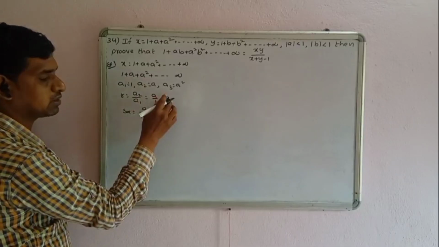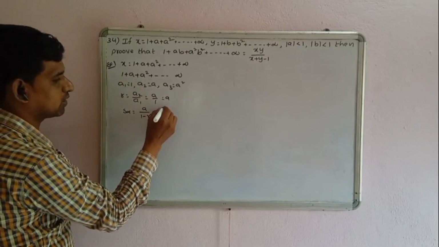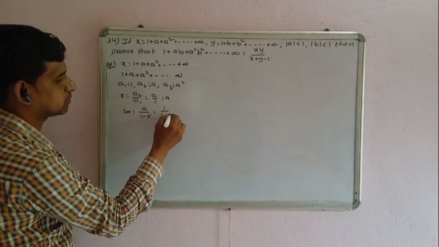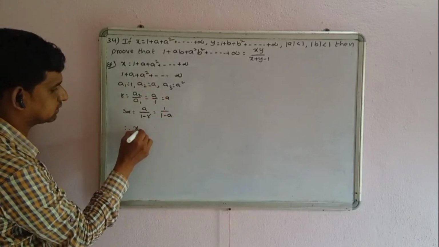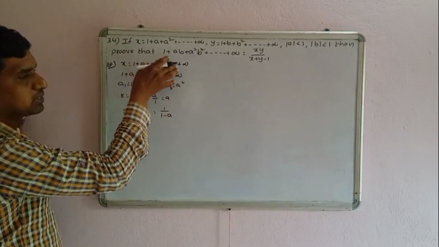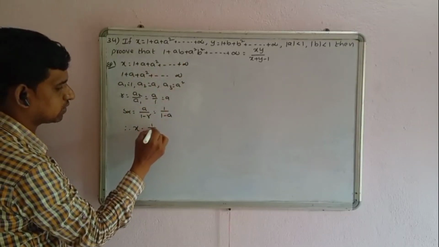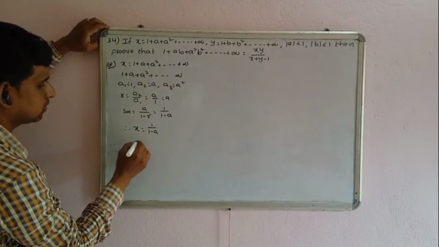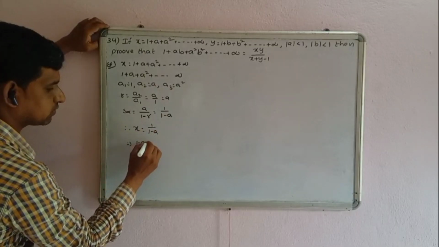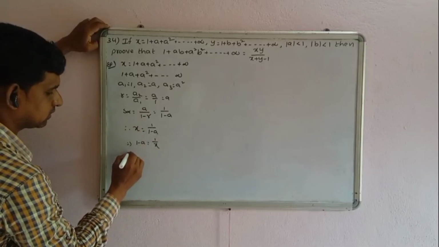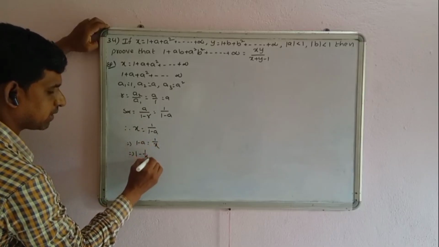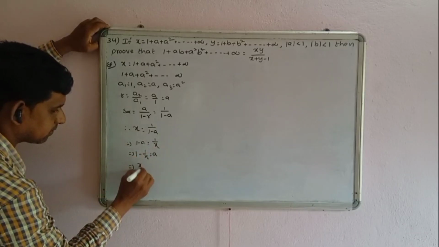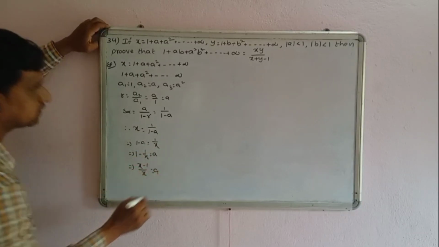Here a is nothing but the first term. So 1 by 1 minus r. The r value here is a. So therefore x equals 1 plus a square so on infinity, and this value is 1 by 1 minus a. Now 1 minus a transposes, structure: 1 minus a equals 1 by x. That equals 1 by x transposes, minus 1 by x; a transposes to positive a. x times 1 is x, minus 1 by x equals a. This is the first equation.